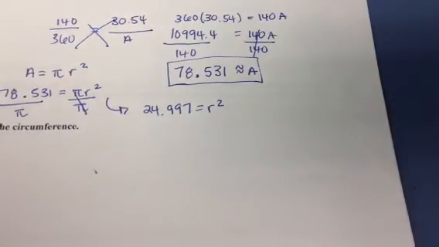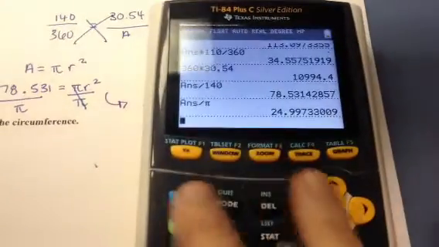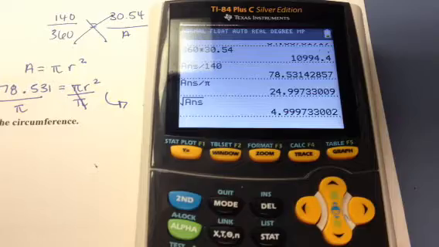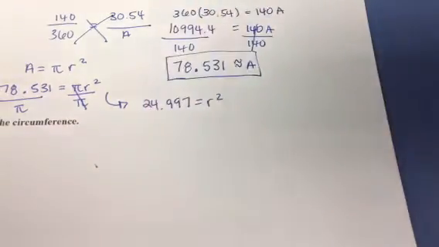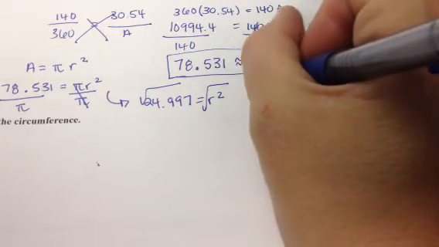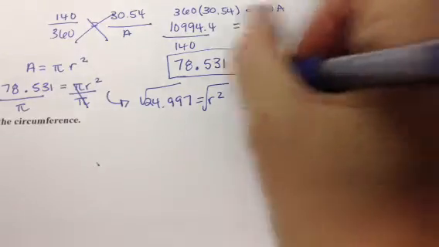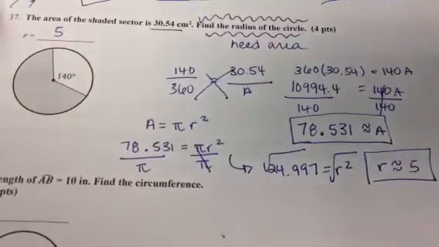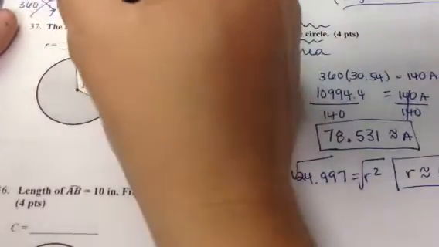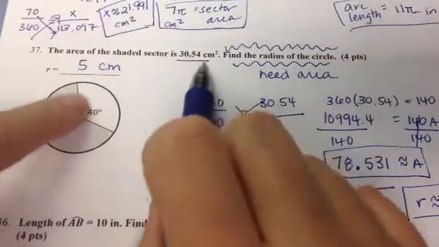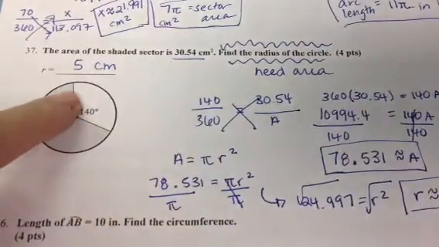So then if you're trying to find the radius, you need to take the square root of that. And we get 4.9997, which I would round, I mean, this number is pretty close to 5. I would say that my radius is approximately equal to 5. So that would be our answer for number 37, and we should say 5 centimeters. It's really not a complete answer unless you include your units, so 5 centimeters.